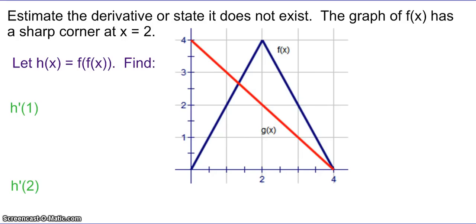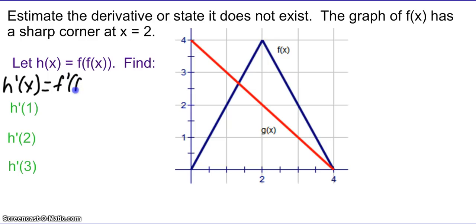Alright, last one. Same graph, but now h of x is f of f of x. So that means h prime of x is f prime of f of x times f prime of x. So I want you to evaluate h prime of 1, h prime of 2, and h prime of 3. Pause the video, unpause when you're ready to check your work.